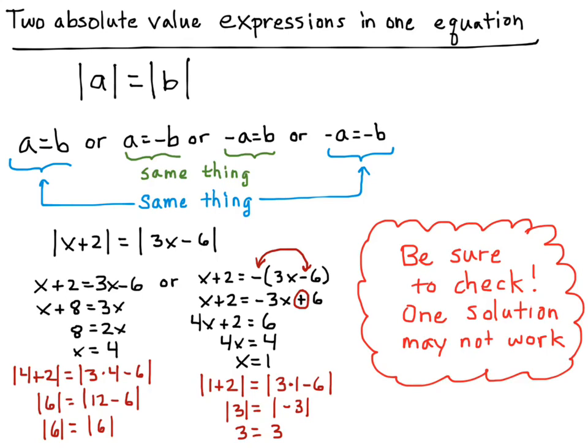Is that what you're talking about with the 3 equals negative 3? No, this works, okay? So the absolute value of 3 and the absolute value of negative 3, they both are 3, 3 equals 3, so this is true. Both of these work. All right, everybody up with this?